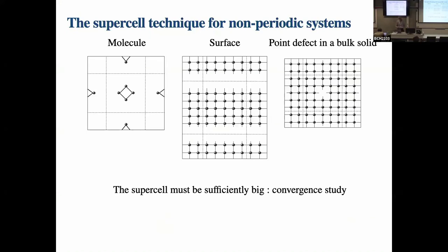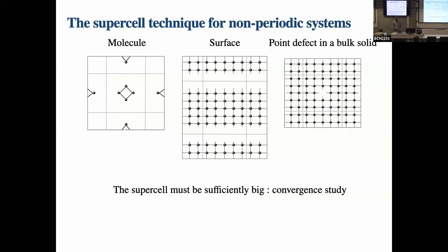If you want to simulate a surface in the same way, you can create a slab. That means that you stop the periodicity in the Z direction at some stage, and you put enough vacuum in such a way that this surface does not interact with the one in the neighboring cell. In the same way, if you want to simulate a defect, you have to take a box big enough such that this defect in the center of the cell is not interacting with the image in the neighboring cell. So you need to make convergence with respect to the amount of vacuum, or the size of your system, in such a way that the two defects do not interact with one another.